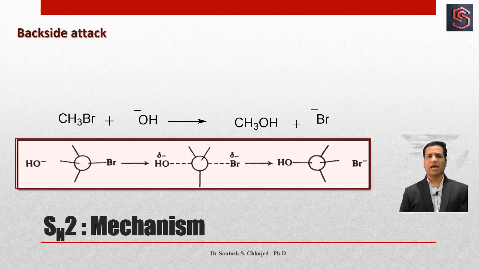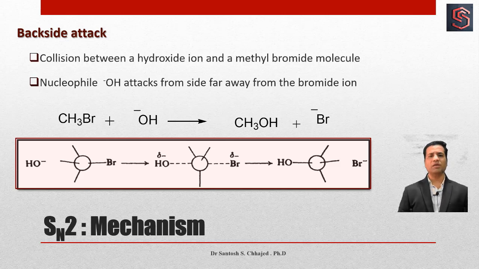We already discussed this, and this is how the one step mechanism is there in front of you, where the nucleophile OH minus approaches the carbon from the opposite side. The transition state is a pentavalent carbon where the C-Br bond is not completely broken down and the C-OH bond is not completely formed, and that's why both OH and Br are shown with the help of partial charges, that is delta minus. Collision between hydroxide ion and methyl bromide molecule occurs. The nucleophile OH attacks from the side far away from the bromide ion, as already mentioned.